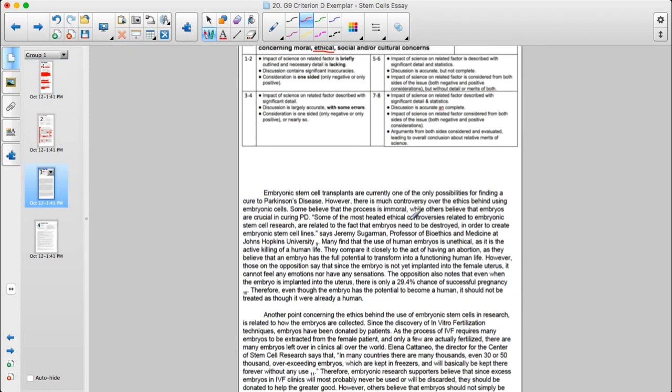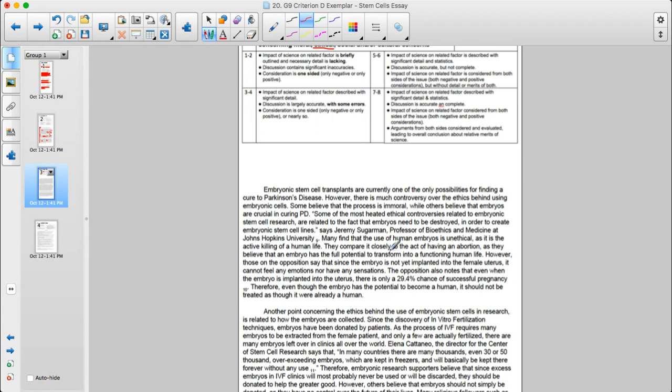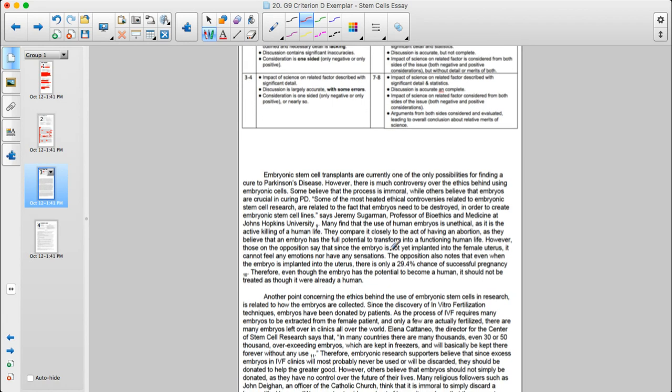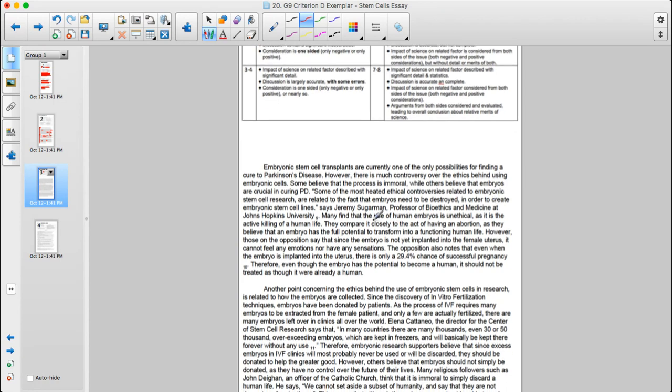So in this essay, the person has looked at the ethics of using embryonic stem cells to treat Parkinson's disease, and does a good job of looking at both sides of the story. So we've got, let's see, I'm going to try to find these points. "Many find that the use of human embryos is unethical, as it is the act of killing a human life. They compare it to having an abortion, and they believe that the embryo has full potential to transform into a human life." So they're essentially saying that doing embryonic stem cell research is equivalent to murder.